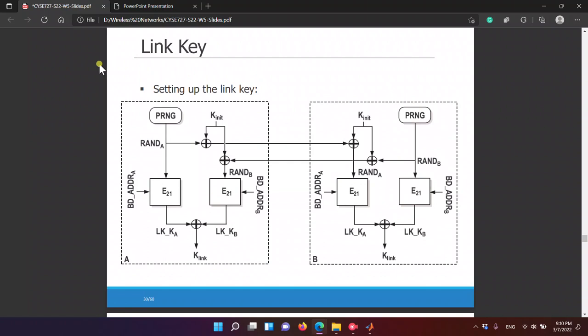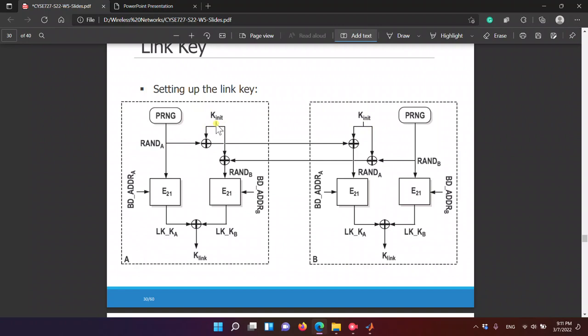So for the generation of the link key, we have a pseudo random number generator input to the encryption function with the Bluetooth device address of device A. So it generates the link key A for device A. An initialization key is XORed with the random number of A and sent to device B, and it's XORed again with the key initialization. And of course we know that if we XOR again, it's already XORed with a key initialization, so what will remain is the random number A, and this is the output.